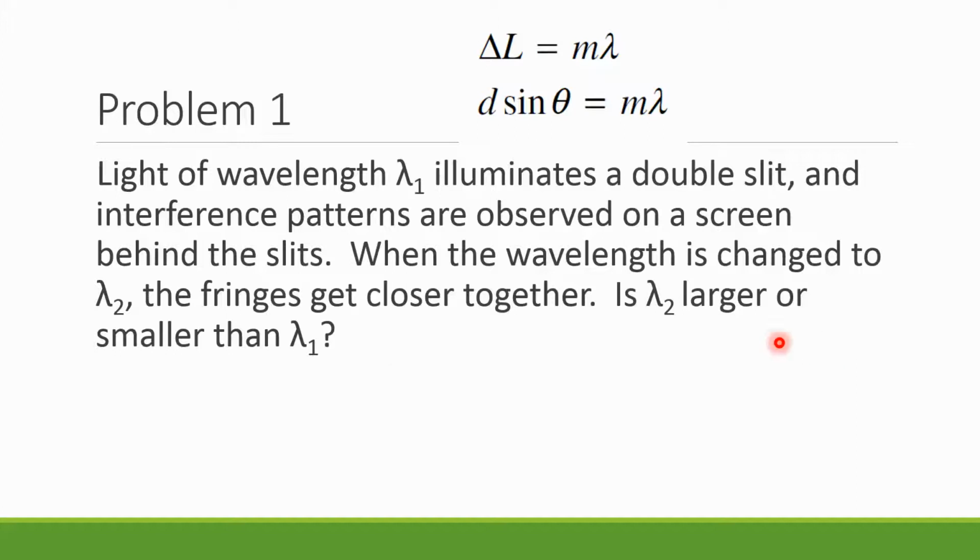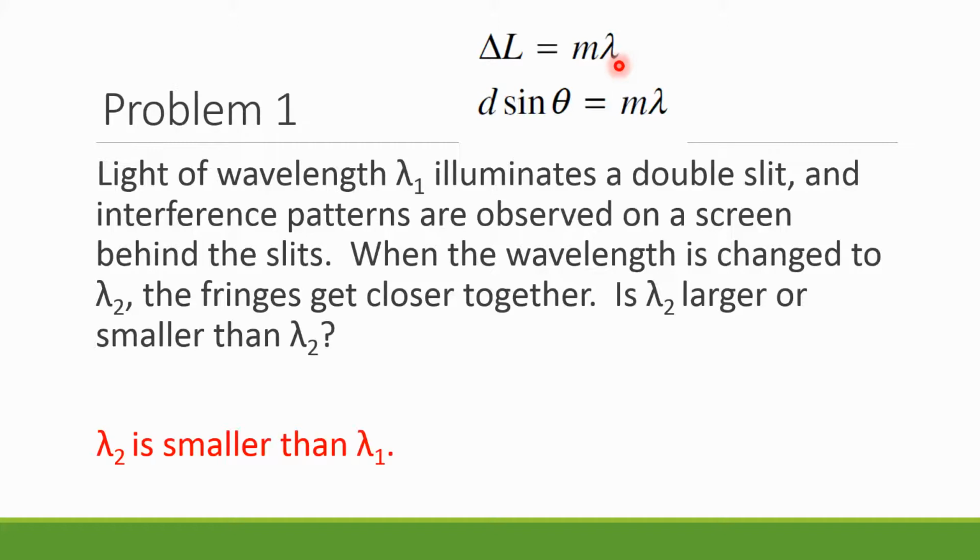So we want to look at what makes the fringes closer together. The fringes being closer together is going to be the difference in the distances. So if the difference in the distances is getting smaller, what is happening to lambda? Lambda must be getting smaller. Lambda 2 is smaller than lambda 1 because the distance between the fringes is closer together.